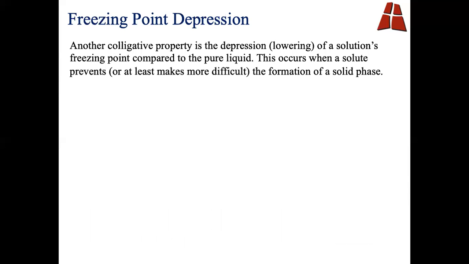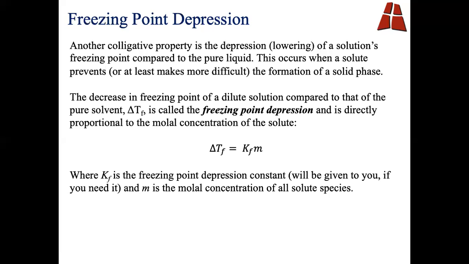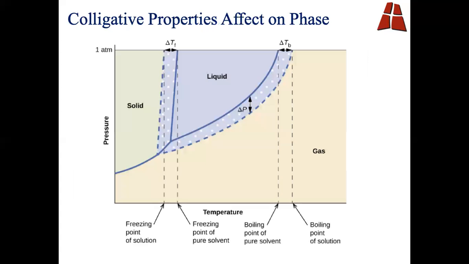In addition to boiling point elevation, we have freezing point depression. That is another colligative property, and it is the lowering of a solution's freezing point compared to the pure liquid, right? And so this will occur when we have some sort of solute present that is going to prevent or at least make more difficult the formation of the solid phase from the liquid, okay? We can quantify this using a very similar equation where our change in freezing point temperature is going to be equal to some constant, freezing point constant again, multiplied by the molality. Okay, so very similar to our boiling point elevation equation.